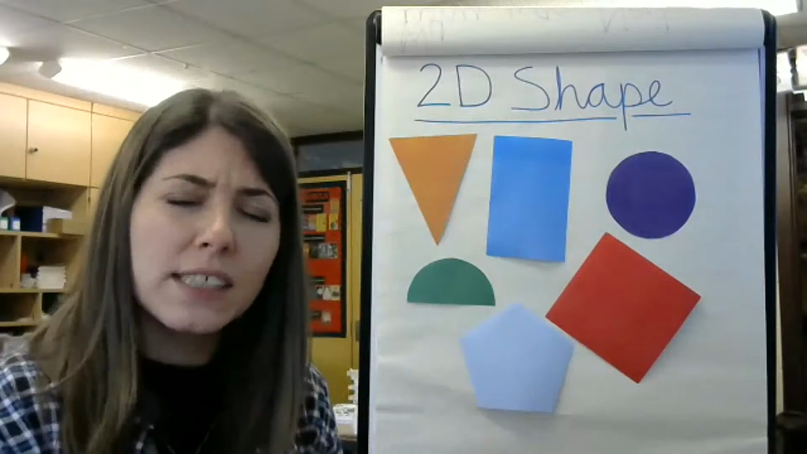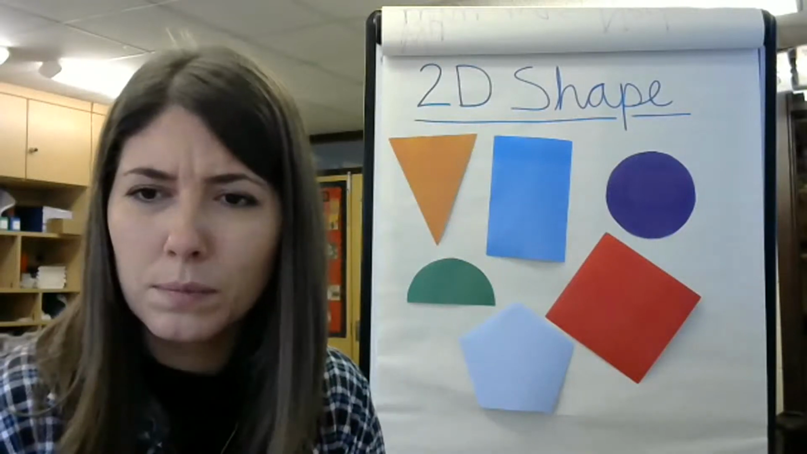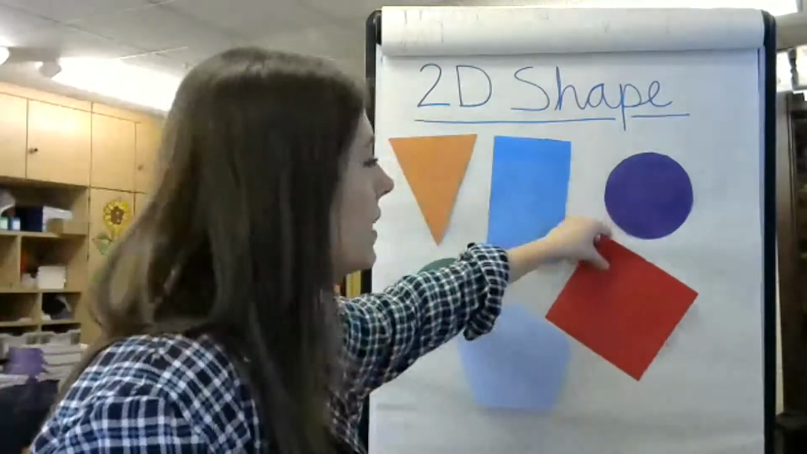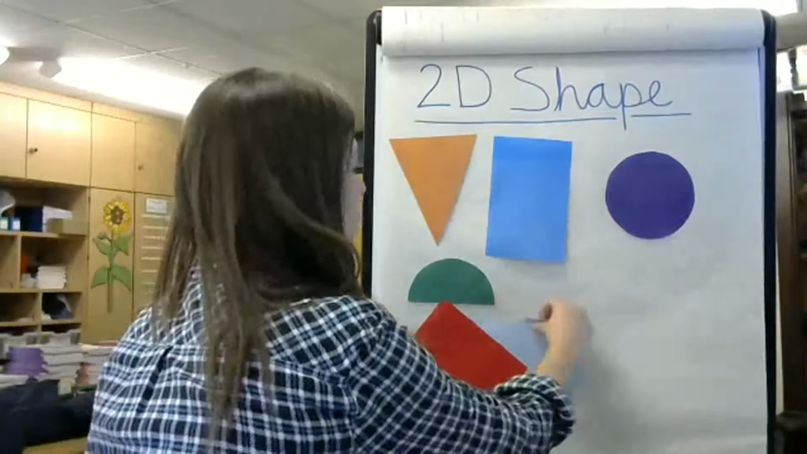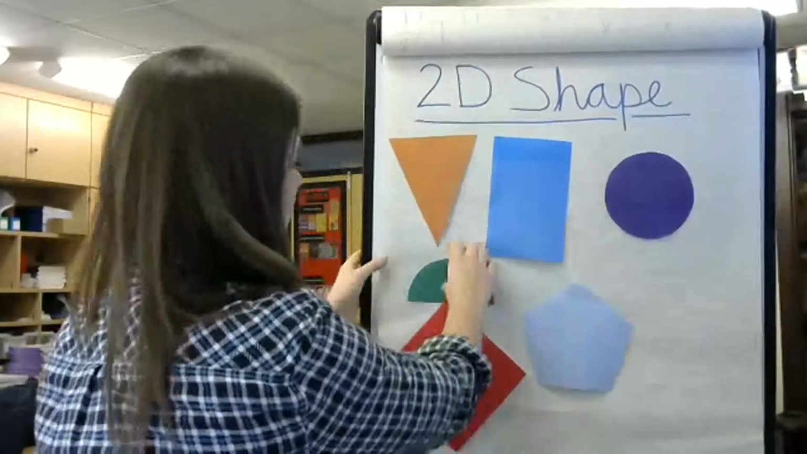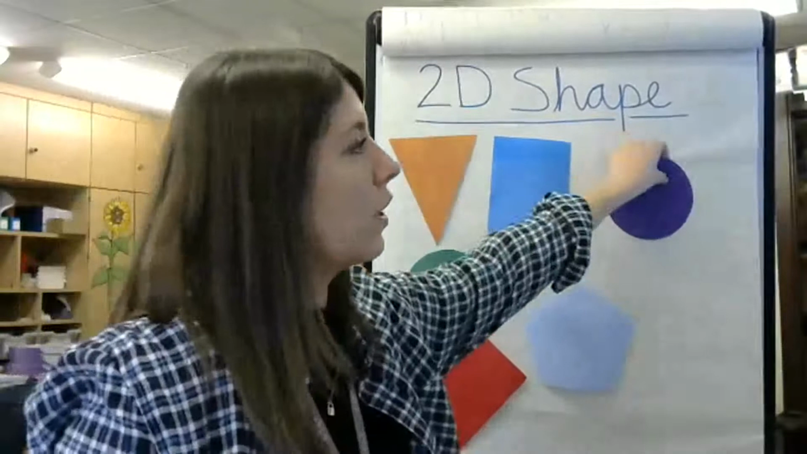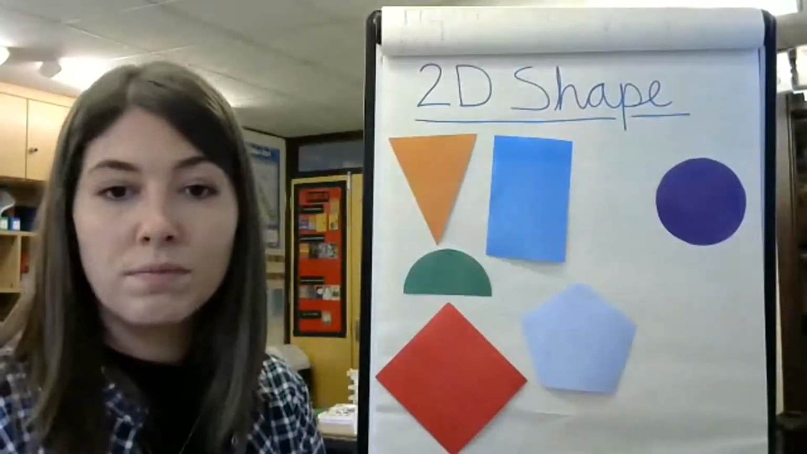We could count the vertices on all of these shapes. I wonder if there's a way we could group them now. Well, perhaps we could move all of these lovely shapes into a group together because they do have some vertices. They all have at least 1. And we could leave the circle on its own because it doesn't have any vertices at all.